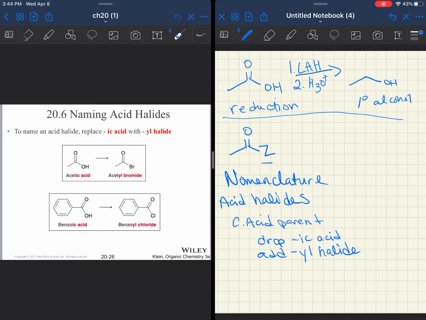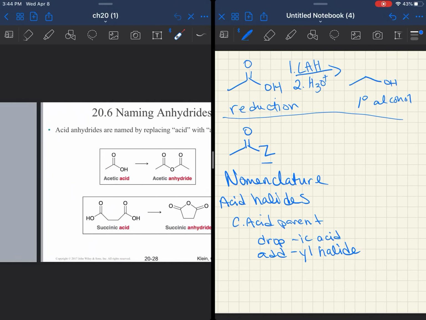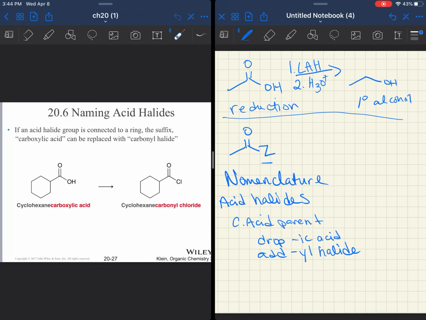Now, you don't use halide. You put whatever halogen is there. So for instance, here we have a bromine. Here we have a chlorine. So bromide and chloride are used. Acetic acid is one of the common names that you were supposed to know. And so acetic acid becomes acetyl bromide. You leave the O if there is an O. So benzoic acid becomes benzoyl chloride. You don't have to worry about this. I canceled that in the last video.